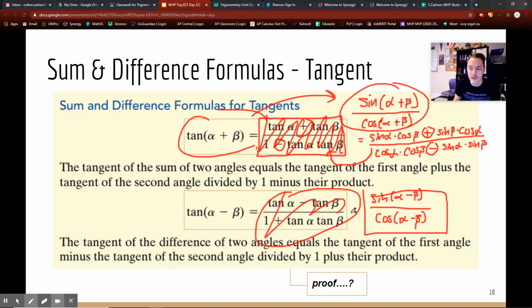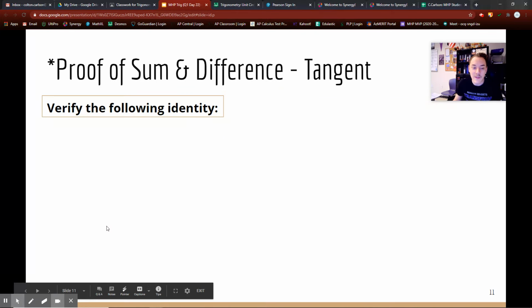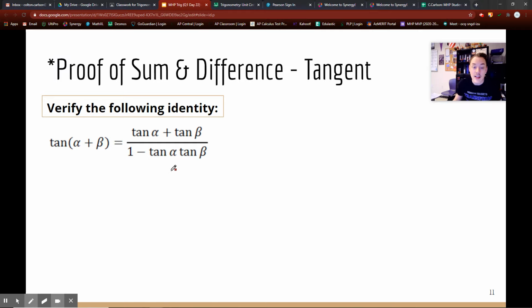I really wish I could have showed you the proof. Honestly, after this video, I'll probably do the proof again myself, because I just think it's so amazing. Okay? So, verify the following identity. We can actually use sum and difference formulas to verify this identity if we wanted to. If I had the proof, I would go to town on it and show you why this is true. I'm not going to.